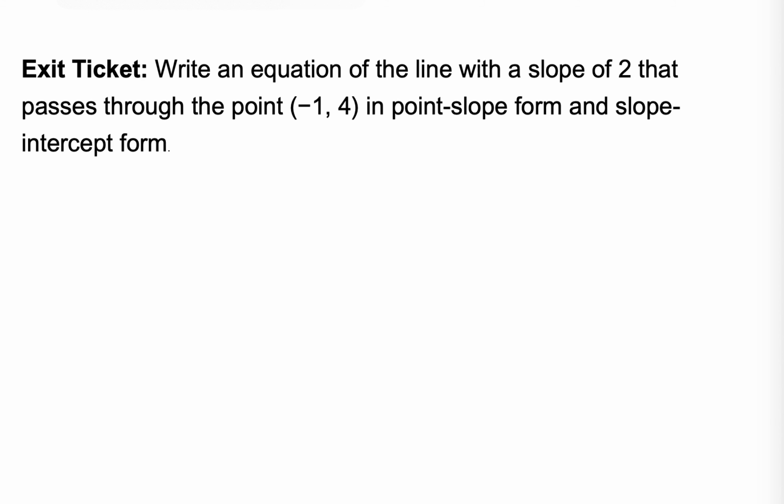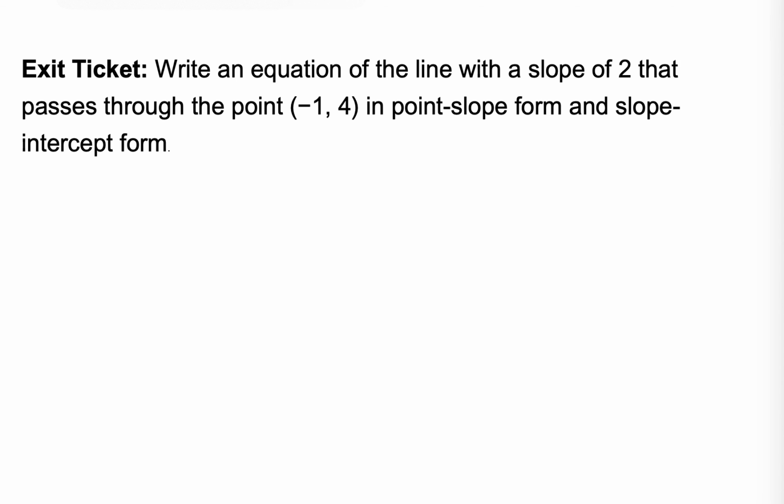All right, so for our closure problem here, exit ticket, it says write an equation of the line with a slope of 2 that passes through the point (-1, 4) in point slope form and slope intercept form. So go ahead and pause the video and try this last problem.